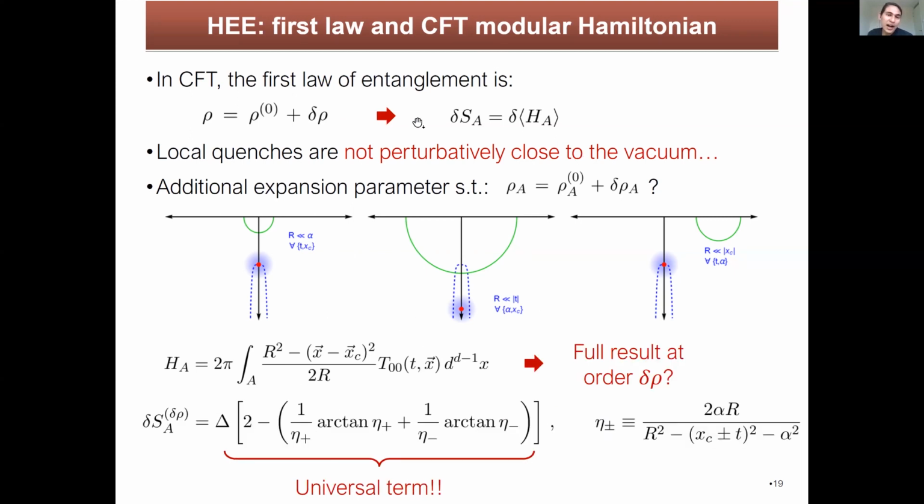Now, I said that local quenches are not perturbatively close to the vacuum, but I meant that there are higher order corrections that can appear even at the same order. But still, the first law should give me the full result at order delta rho. Then I can plug in the stress energy tensor, and what I get is that the result of this calculation gives me exactly the universal term. I just mention this because it's going to be important in the next slide.